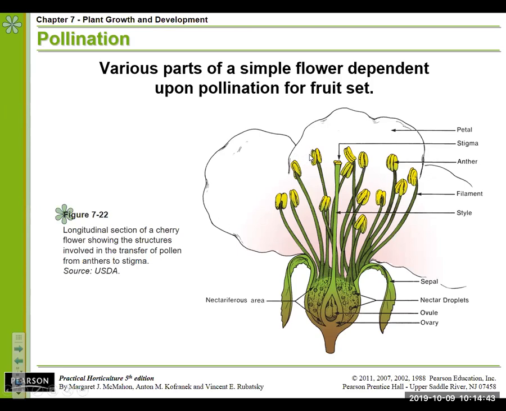It's the male parts, the anthers over here that the pollen is coming from. The petals on the outside are the showy parts, and the sepals are, again, kind of a protective part. It's kind of what we look at as the flower bud before it opens. So female part, male part.